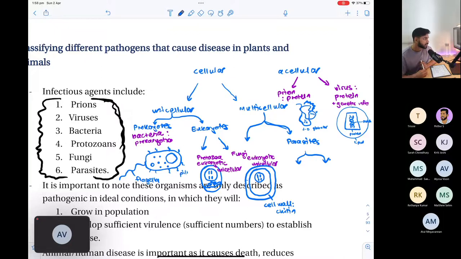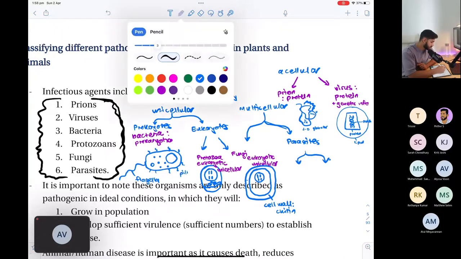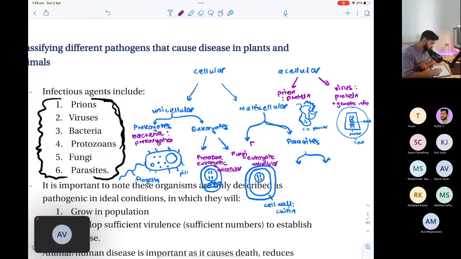Good. Now, when you talk about multicellular, you can also have fungi. So I'm not going to say what fungi are again, but we can also have parasites. What are the two different categories of parasites, Ruthania, since you mentioned, I think you said ectoparasite?